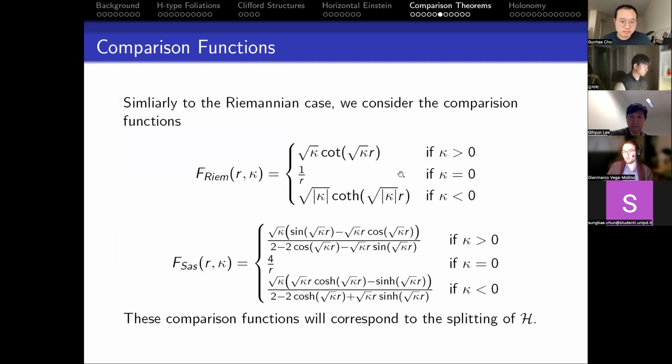Notice that F-Riemannian is exactly the functions I showed on the last slide, the ones that show up in Riemannian geometry, and F-Sasakian are these crazy looking things. But if you actually compare the functions, they basically have the same structure. They behave the same in the small and large limits. It's just in the middle. These new Sasakian ones are a little bit weaker. They take a little bit longer, but roughly they give you the same sort of information.